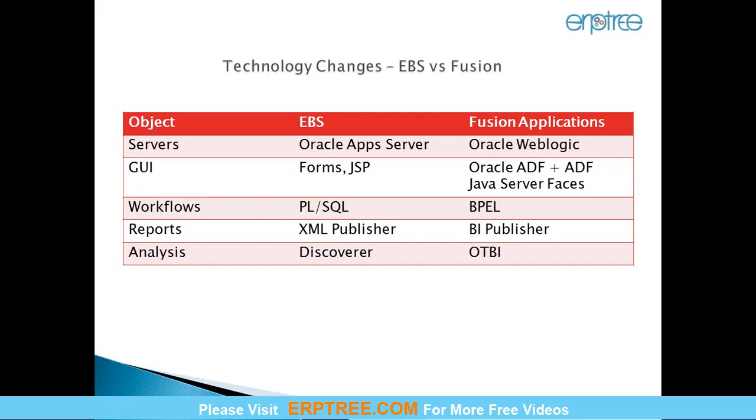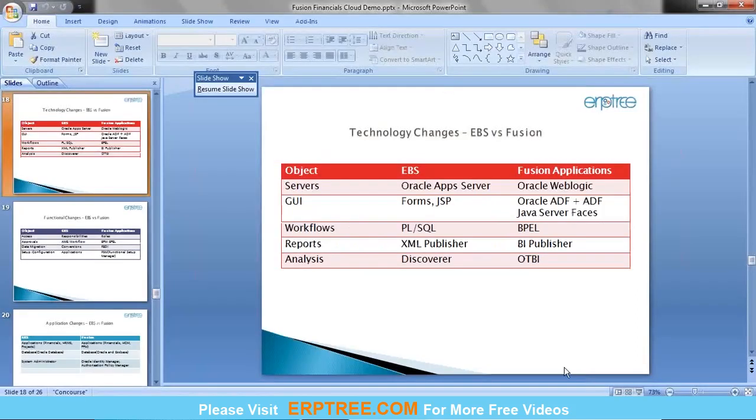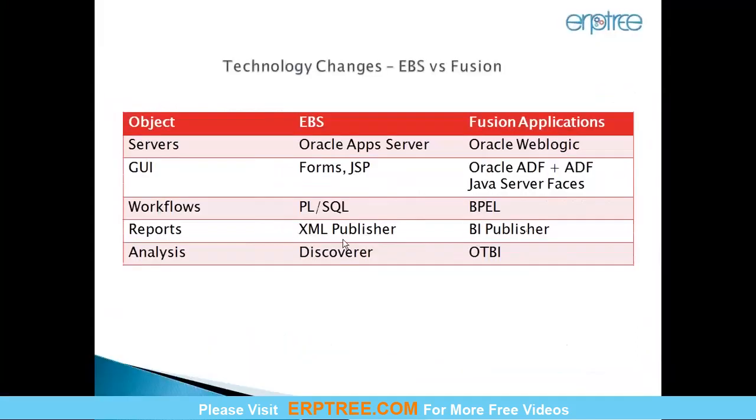So when you talk about technology changes, I have again given a few examples to understand at a very high level. When you compare EBS and Fusion, when you talk about servers, we know in EBS we use Apache Oracle App Server, nothing but Apache server. But in Fusion, all the applications run on Oracle WebLogic.